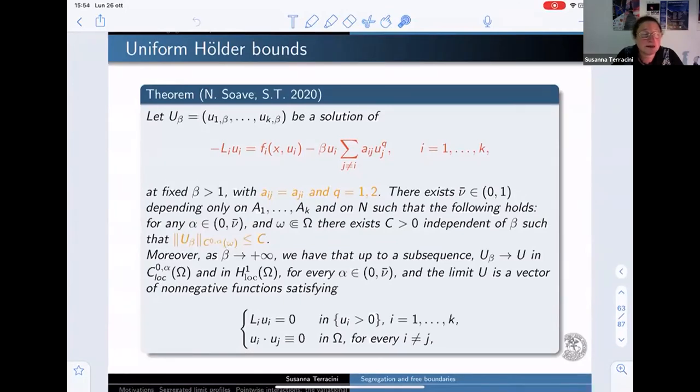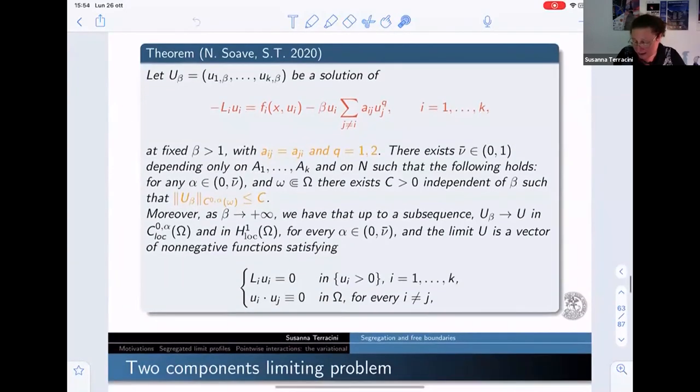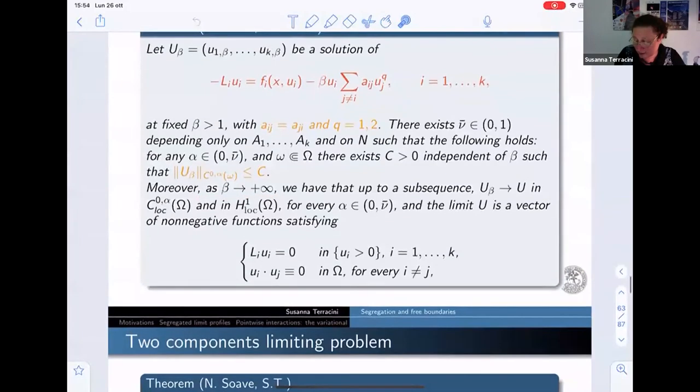Okay, and this is in fact a bit subtle, because there is some exponent alpha, and there are bounds. So not for any alpha between 0 and 1, but only up to some possibly small exponent. This is enough in any case to pass to the limit and find some solution or some limiting profile, okay?